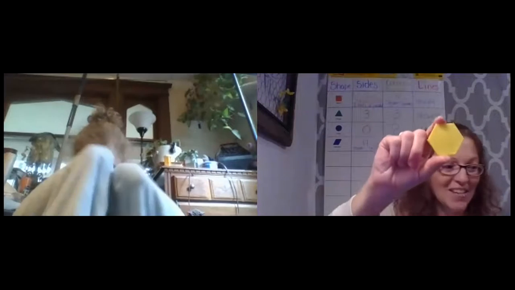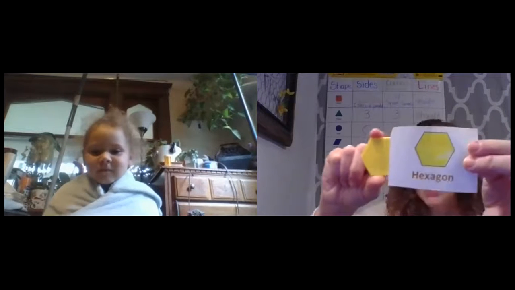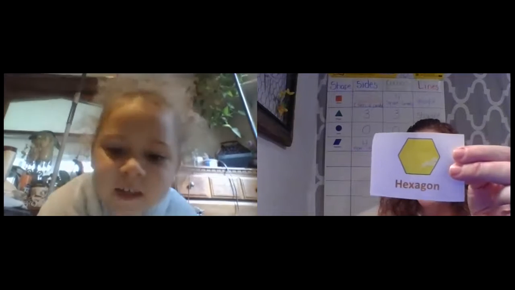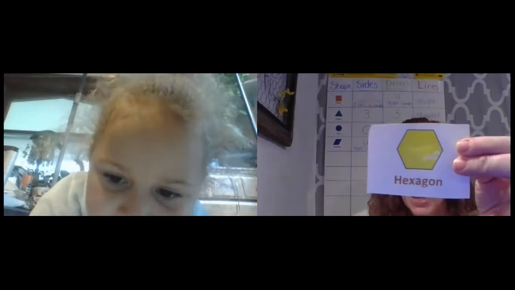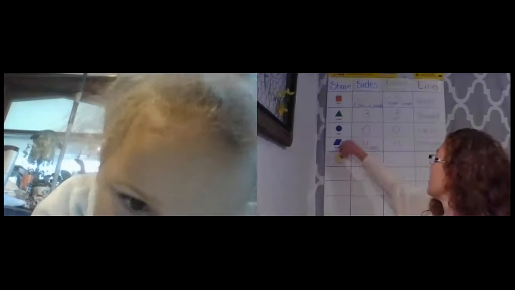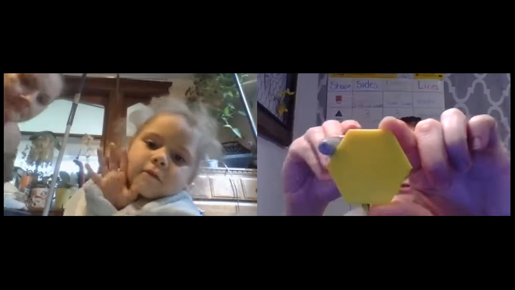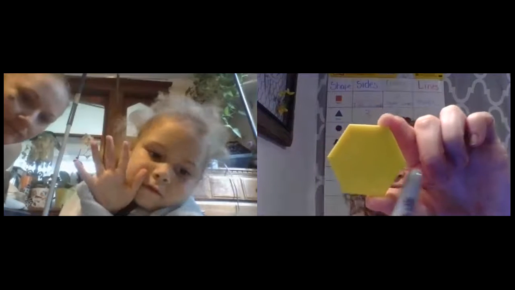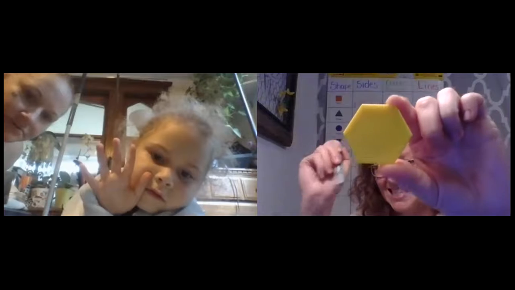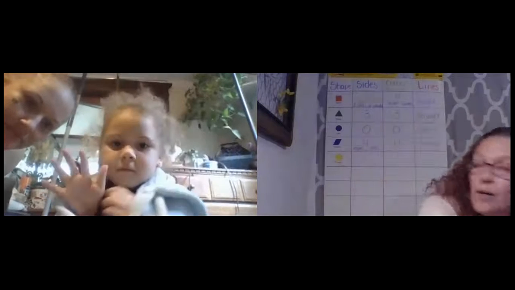What? Do you know the name of this shape? It looks like a stop sign. It is a hexagon. You can see where my printer ran out of yellow ink in that one spot. So weird. Hexagon. All right, let's look closely. How many sides does a hexagon have? Let's count. 1, 2, 3, 4, 5, 6. It has 6 sides. Very nice job.